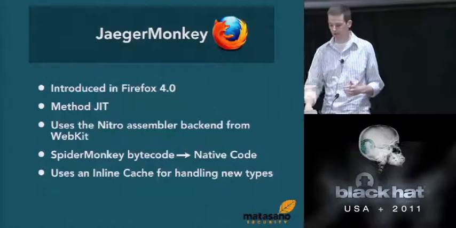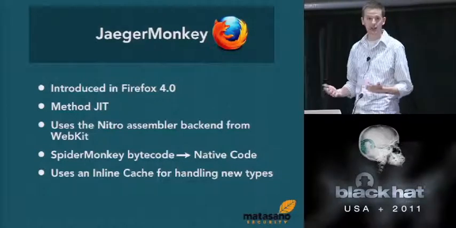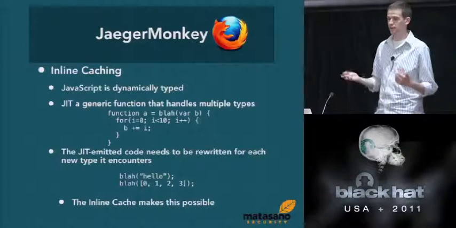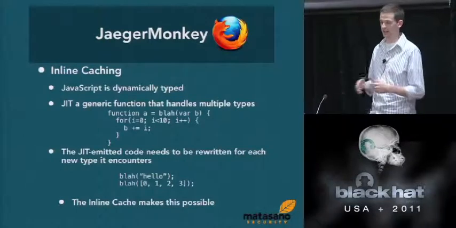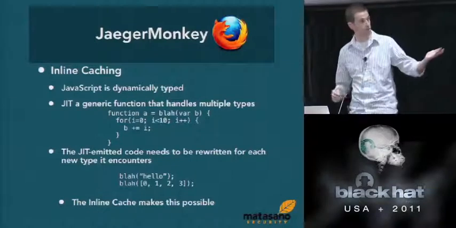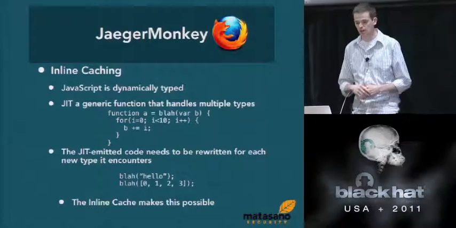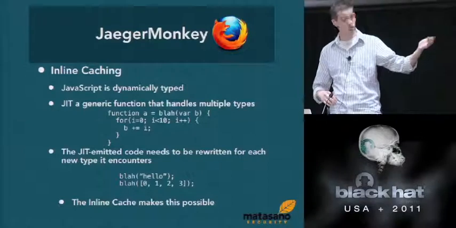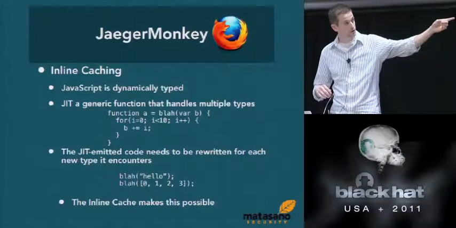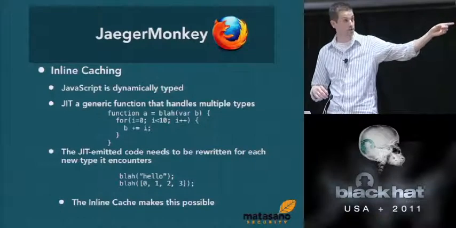One of the really cool features about JagerMonkey is its inline cache. An inline cache is the ability to handle different types in dynamically typed languages on the fly. So JavaScript's a dynamically typed language. We have this example JavaScript function here, function blah. What function blah does is it goes through this for loop, and it calls this plus-equals operator on whatever argument was sent to that JavaScript function.